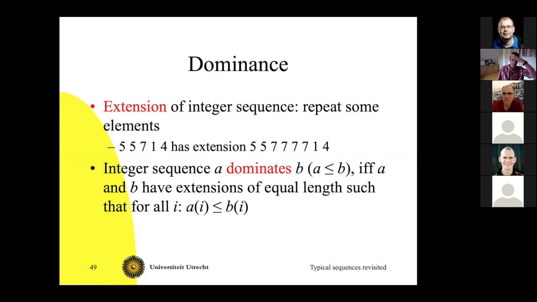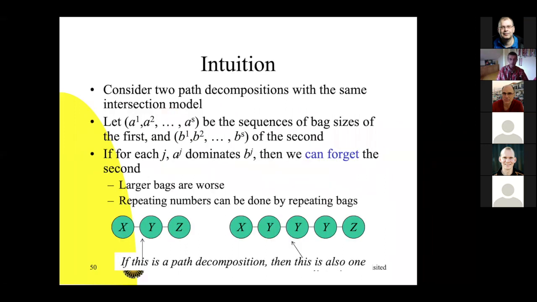Now we say that an integer sequence dominates another integer sequence if we have extensions of equal length, such that for every position, the first one is smaller or equal than the second one. So now what is the idea here? The idea is that if I have a path decomposition and all the numbers are the sizes of bags, then I can basically repeat a bag, and repeating a bag means that in my sequence, I have this size once more. And if you just repeat a bag, it's still a path decomposition, fulfilling all the properties. So this is the idea about extension.